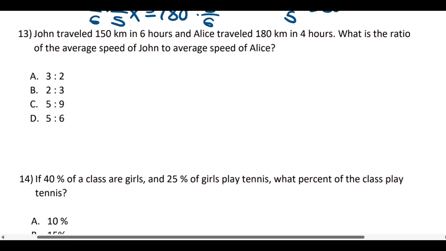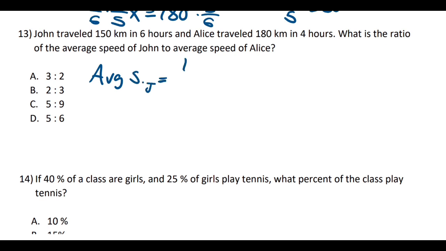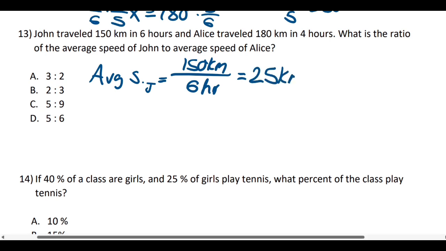John traveled 150 kilometers in 6 hours and Alice traveled 180 kilometers in 4 hours. What is the ratio of the average speed of John to the average speed of Alice? First, we need to find the average speed of John. So average speed for John is going to be 150 kilometers divided by 6 hours. 150 divided by 6 is 25 kilometers per hour.